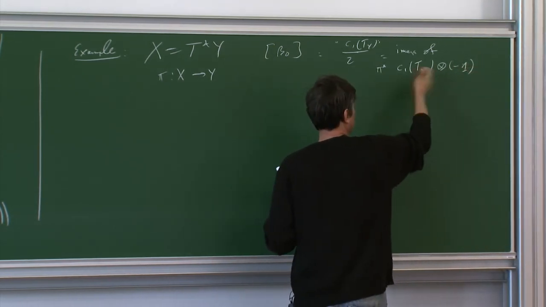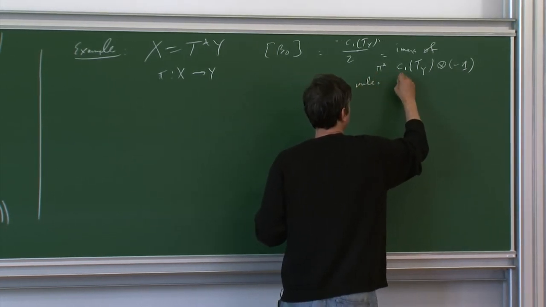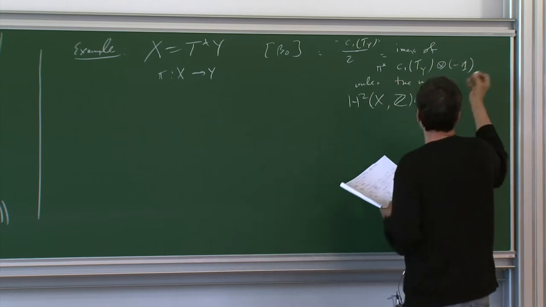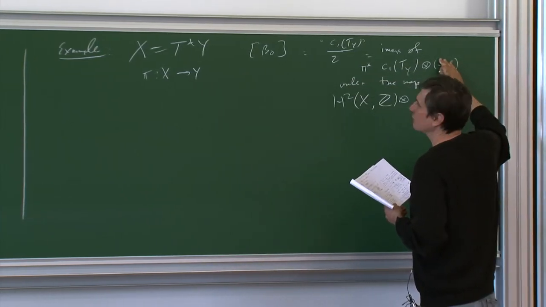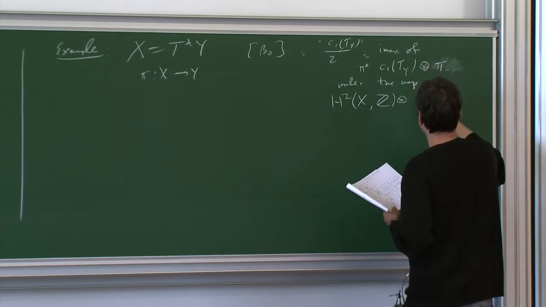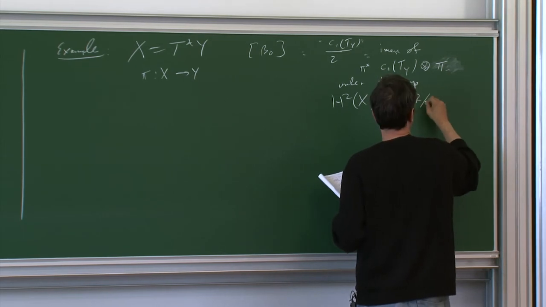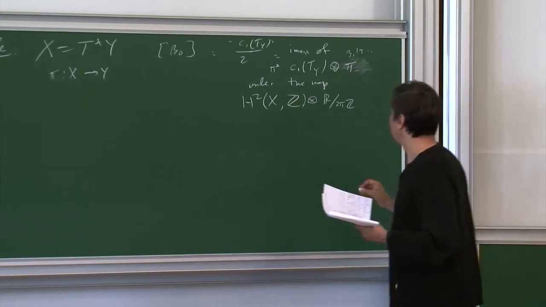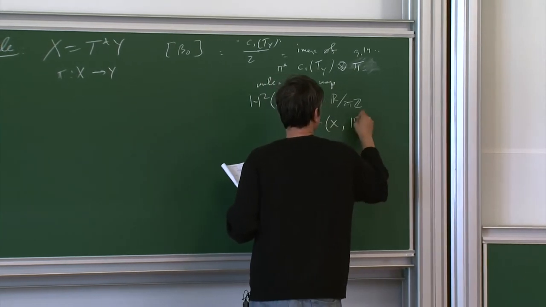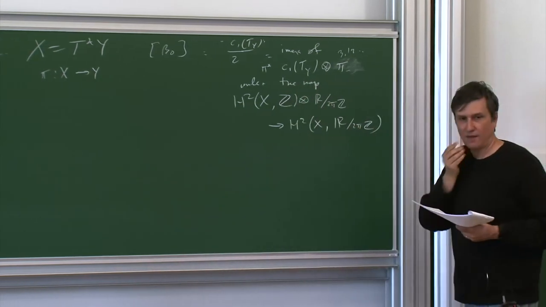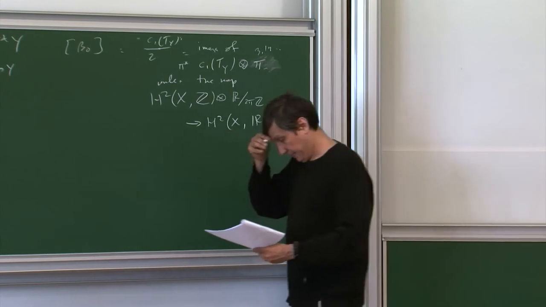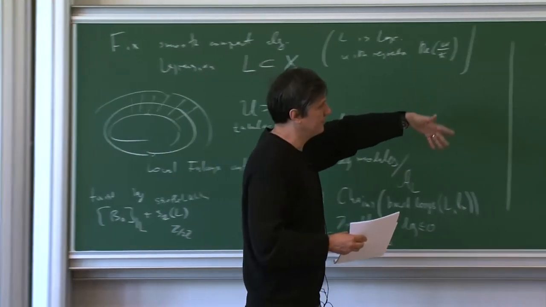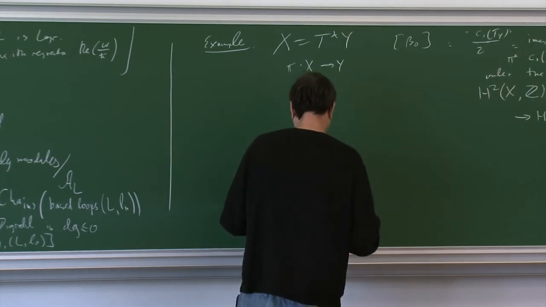Tensor multiply by minus 1 under the map H2(X, Z) times R mod pi R, to map to H2(X). You have this obvious map. And this second Stiefel-Whitney class is again responsible for the divisibility of the first Chern class of L by 2.